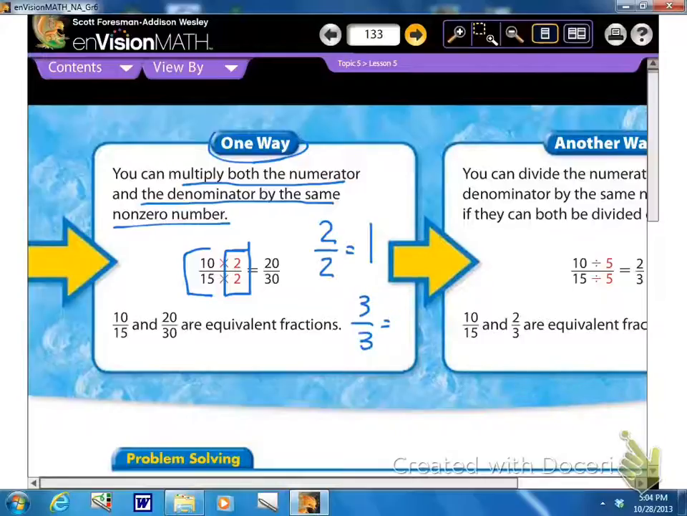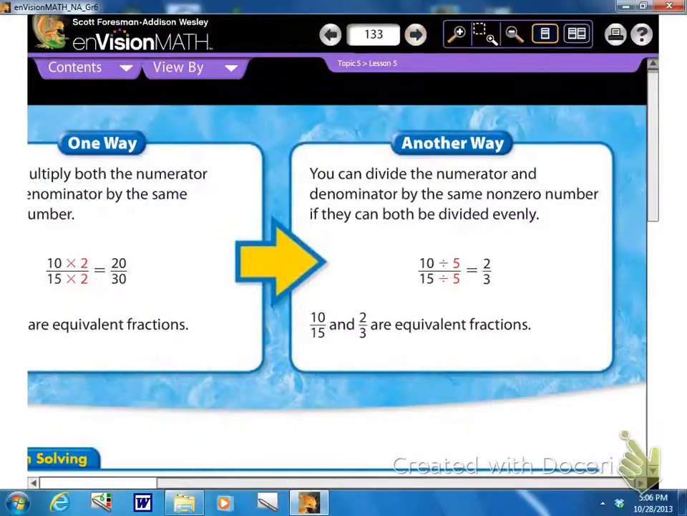3/3 would be equal to 1. So as long as you multiply by a fraction that equals 1, you're going to find an equivalent fraction, or a fraction that names the same amount. So in this case, 10 times 2 is 20, and 15 times 2 is 30, so 10/15 is equivalent to 20/30. So that's one way. One way is just to multiply both my numerator and my denominator by the same number. Okay, let's look at another way.